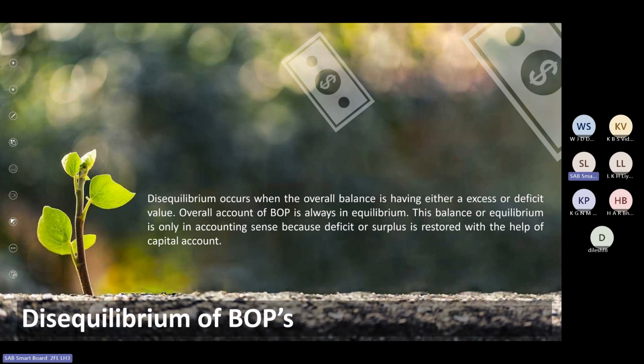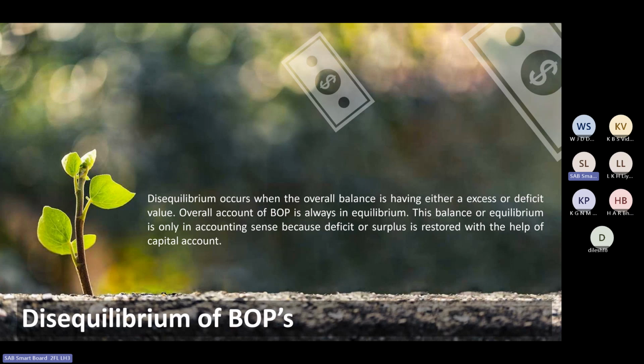Then the final part, disequilibrium of balance of payment. So as I told you, disequilibrium represents not only a surplus but also a deficit. Right? If the payments are higher than the receipts, it will be called a deficit. If the receipts are higher than the payments, we call it a surplus. Whether it is a surplus or a deficit, both are disequilibrium. Disequilibrium occurs when the overall balance has either an excess or a deficit value.